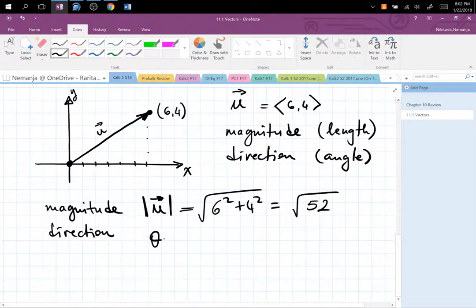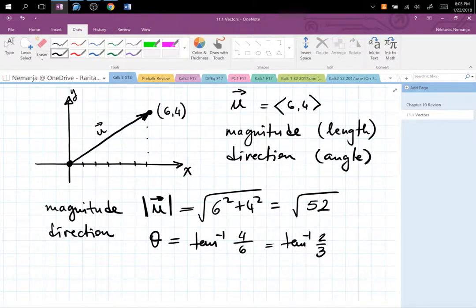Direction will be theta, and theta is the inverse tangent of y divided by x, the opposite, which is 4, divided by the adjacent, which is 6. So we are talking about the inverse tangent of 2/3. Now you can go and get your decimals or whatever if you want to, I don't care. So these are the two things that describe a vector in 2D, right? Yeah, these are the vectors in 2D only.